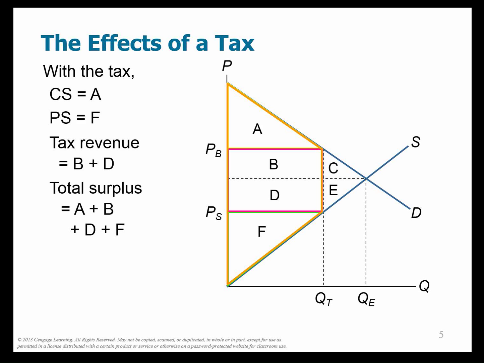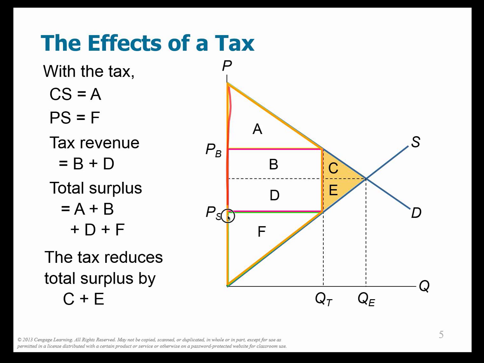But I want you to see something that is lost: C plus E. You see, that used to be in the old total surplus. The old total surplus was this giant triangle right here. But now the new surplus is this amount right here. So we're missing out on C plus E. Now there's no story we can tell, like B and D, where we're okay with this going away because the government gets it and it purchases roads and schools for us. But C and E is lost, and it's lost forever.